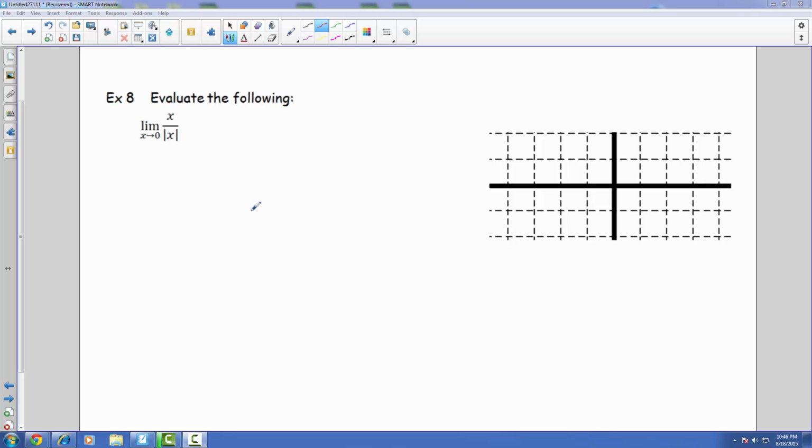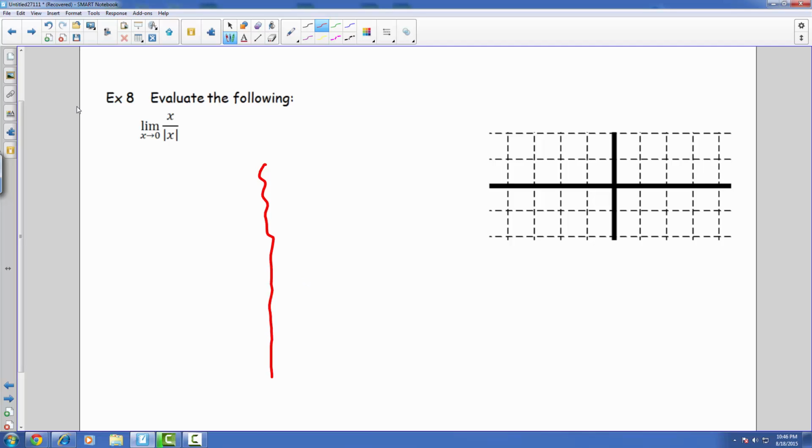Here we are at example 8 from the 1.2 set of notes. We're asked to evaluate the following limit as x approaches 0 of this particular function. Now, it looks a little intimidating just because of this absolute value inside of there, but surprisingly, it's actually not that bad. And in fact, it directly relates with what we've been talking about dealing with left side and right sided limits. So let's go ahead and break up our limit using left and right sided limits.